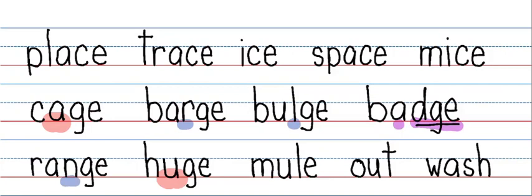Okay, that's a lot of rules to look at. We use the G-E after a long vowel, it says A, E, I, O, or U. We use the G-E after a consonant, any letter that's not a vowel. We use the D-G-E after a single short vowel, like the word badge. Then in the other words we have here, mule, E makes the U say U. Out, we're using the OU to say ow. Wash, we're using the A to say ah after a W. And then saw, we're using the A-W to say ah at the end of a word.